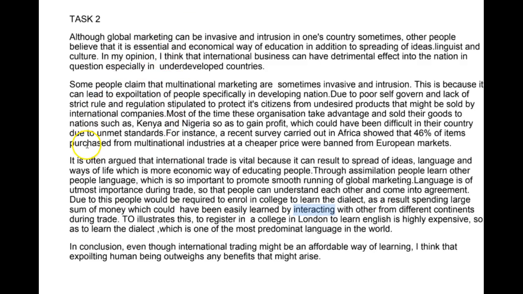The order of these paragraphs is wrong. This should come closer to your conclusion. This should come closer to your introduction. You have reversed your body paragraphs, and so that's going to affect your score for coherence and cohesion. It shows a not natural progression of ideas.